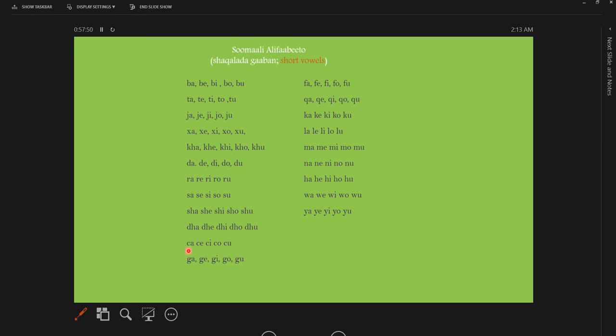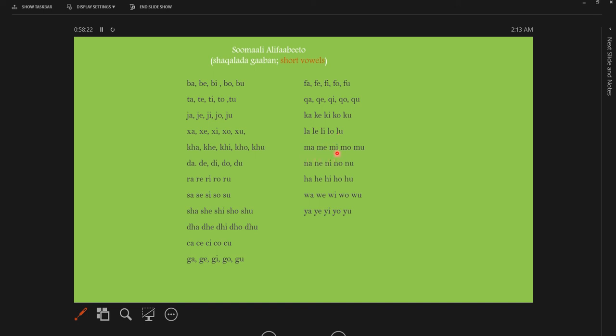A, e, i, o, u. Somali C is A. So A, E, I, O, U. Ga, ge, gi, go, gu. Fa, fe, fi, fo, fu. Qa, qe, qi, qo, qu. Ka, ke, ki, ko, ku. La, le, li, lo, lu.